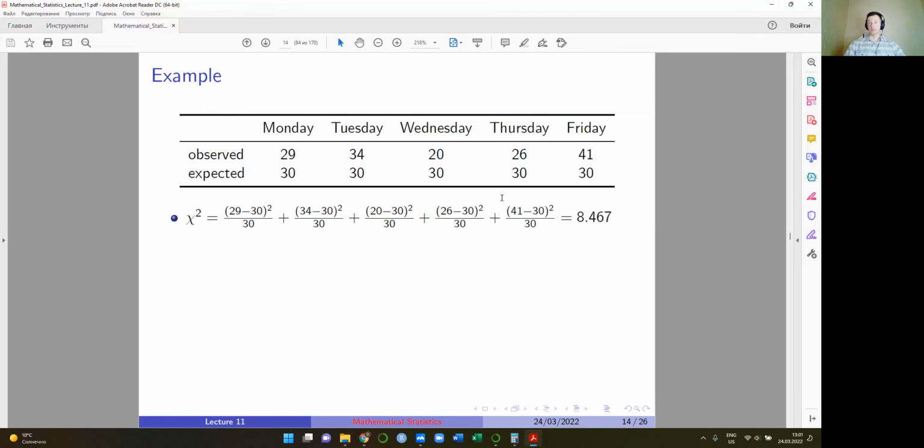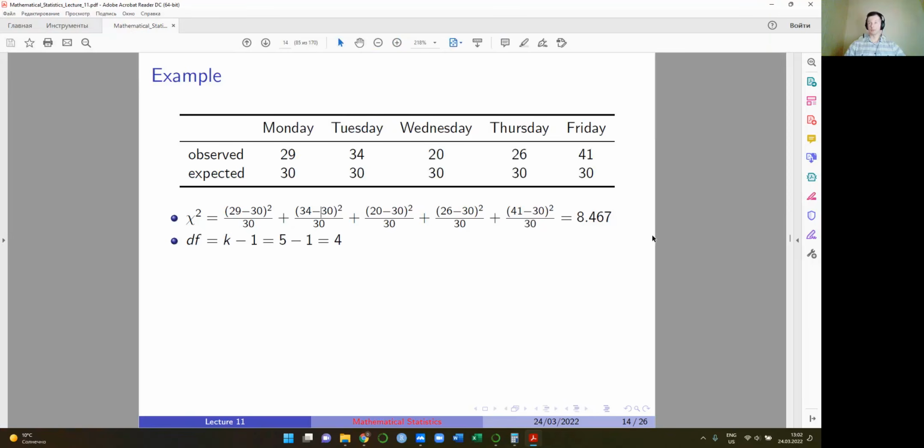Now we calculate the chi-square statistic. The observed value minus expected value, squared, divided by 30 for the first category. The observed value minus expected value, squared, divided by expected value for the second category, and so on. So we do this for every category. So now we have 5 terms because we have 5 categories. The chi-square statistic is this, 8.467.